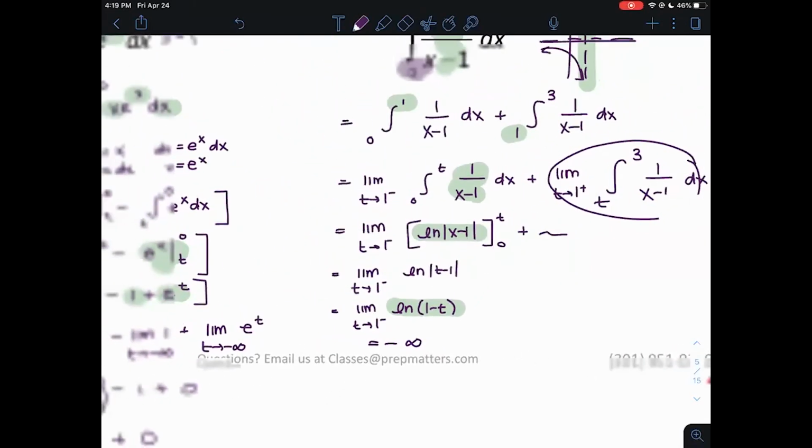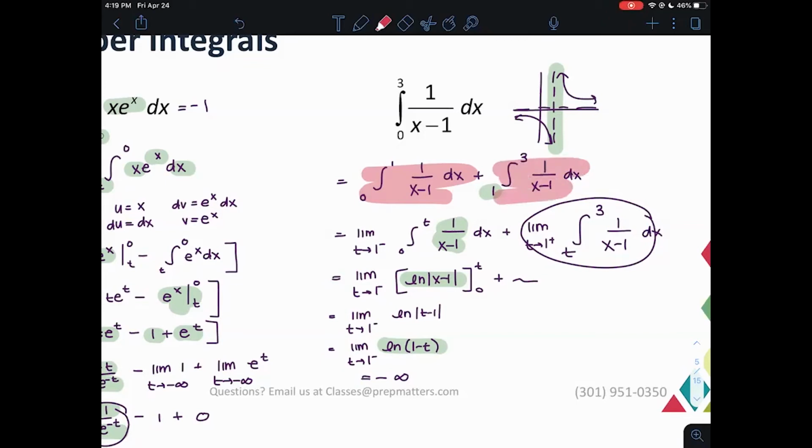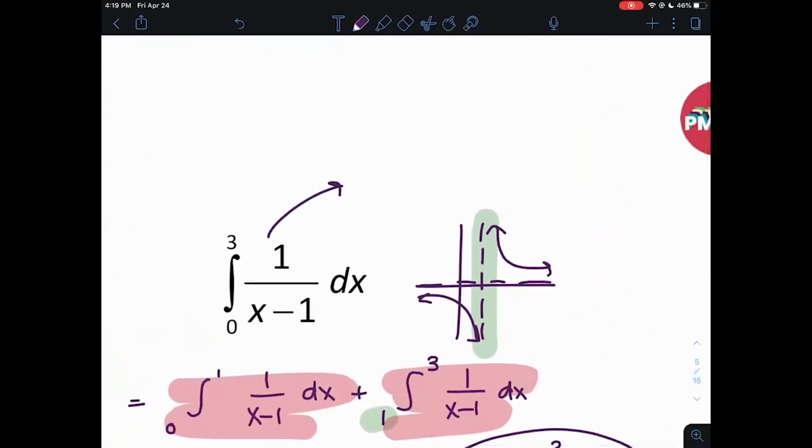That means that this integral right here is divergent. Because this integral is divergent, even when I add on another integral, my total integral will still be divergent. We'll talk about that diverges versus converges situation a lot more in the next BC session next Friday as well.